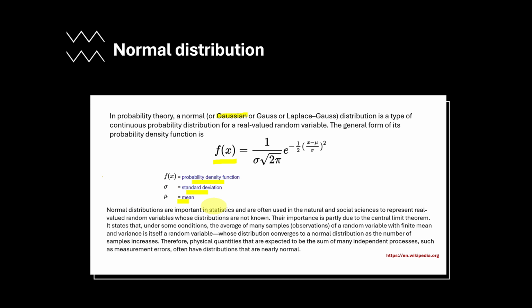Normal distributions are important in statistics and are often used in natural and social sciences to represent real-valued random variables whose distributions are not known. The importance is partially due to the central limit theorem. It states that under certain conditions, the average of many samples of a random variable with finite mean and variance is itself a random variable. Now let's go further.